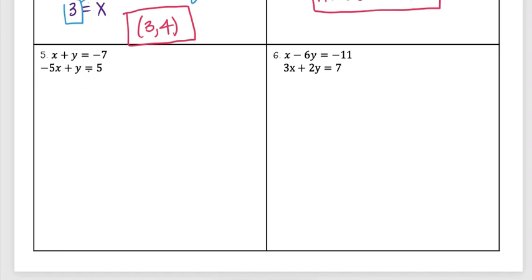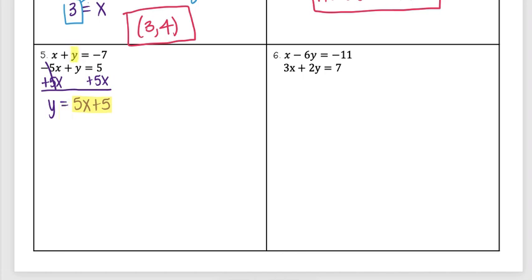So for the second one, to isolate y, I want to move my negative 5x, so I'm going to add 5x to both sides. And so now I have y by itself, and it's equal to 5x plus 5. And now I need to substitute in this 5x plus 5 for my y in the equation I didn't use.